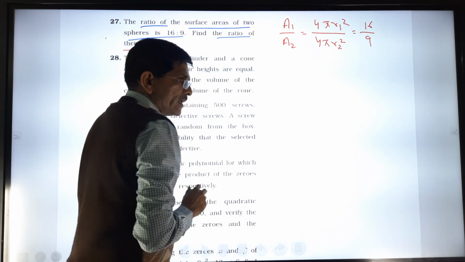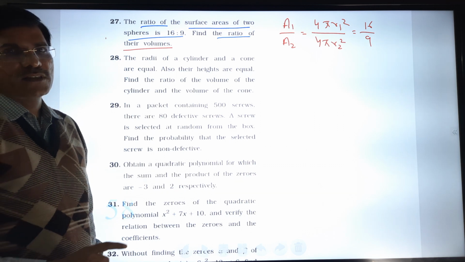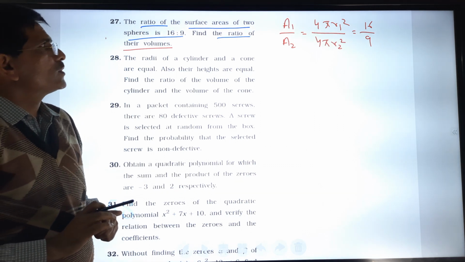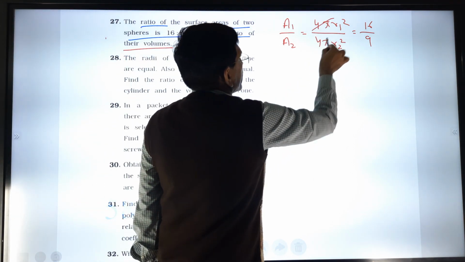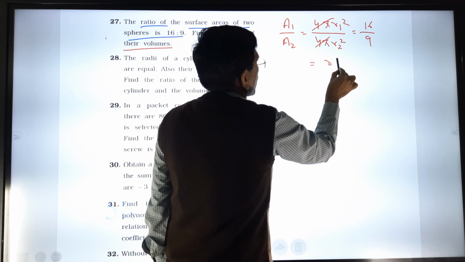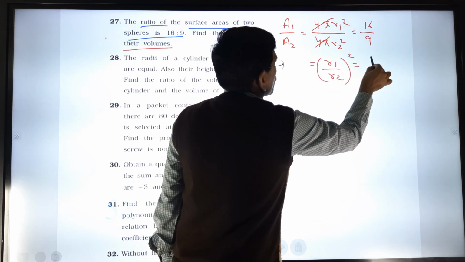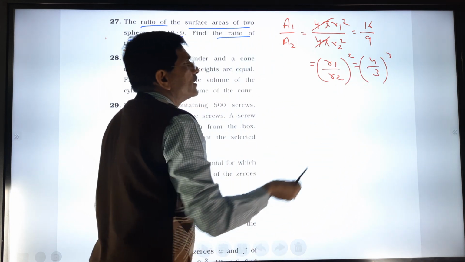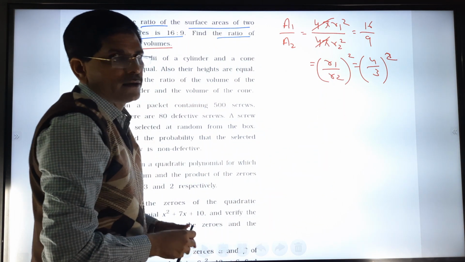In it, I have to assume that R1 is the radius of the first sphere, and R2 is the radius of the second sphere. Now you will see that we can already cancel this. So (R1 upon R2) whole square is equal to, can I write, (4 by 3) whole square? We can write (4 by 3) whole square.